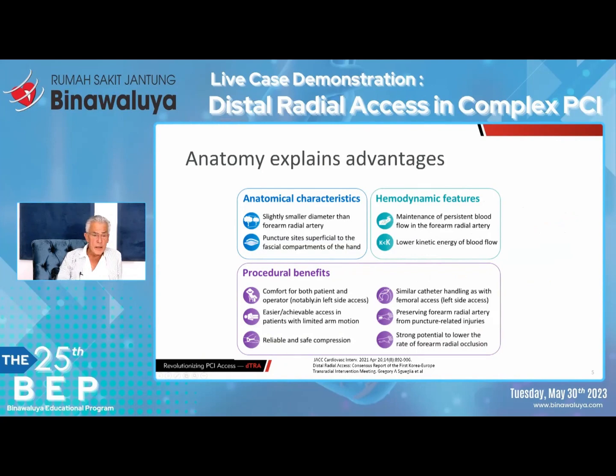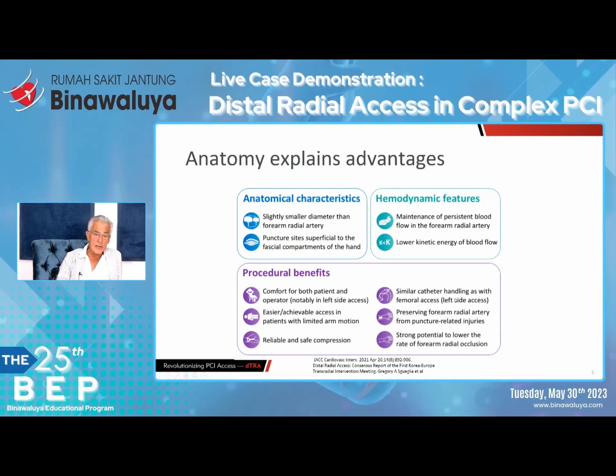This slide comes from the consensus report of the first Korean-European transradial intervention meeting, from a paper published in JACC Interventions by Dr. Guelja and colleagues. It summarizes some of the anatomical characteristics, the hemodynamic features, and also nicely summarizes some of the procedural benefits, like comfort for patient and operator, easy and achievable access in patients with limited arm motion, and reliable and safe compression because of the superficial course of the radial artery running over bony structures.